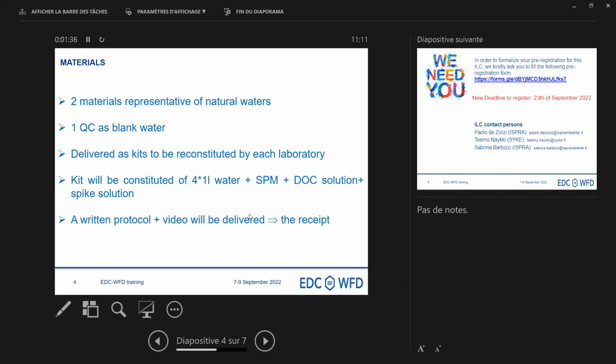We will deliver it as kits to be reconstituted by each laboratory. The kit will consist of water, SPM, DOC solution, and spike solution, and you will have a written protocol to make, in fact, your own sample at the lab. And we will provide a video showing one of the BAM colleagues who are in charge of all these things, showing good practice and how to make it in real to help you implement it at the lab.